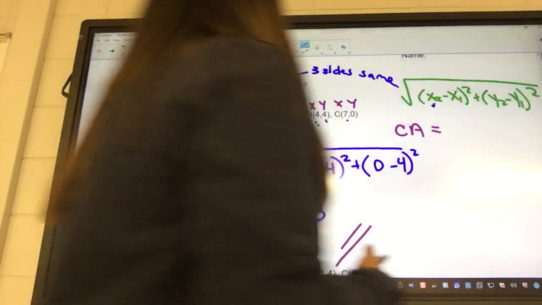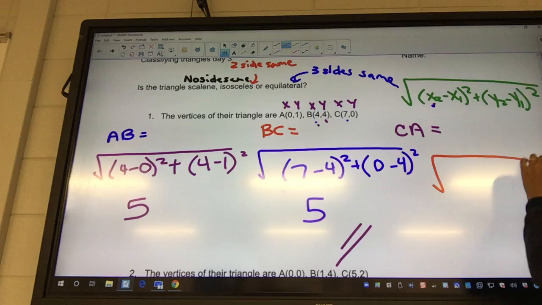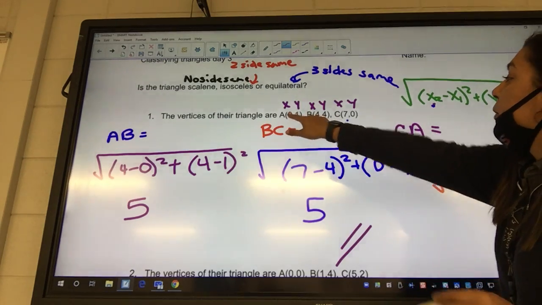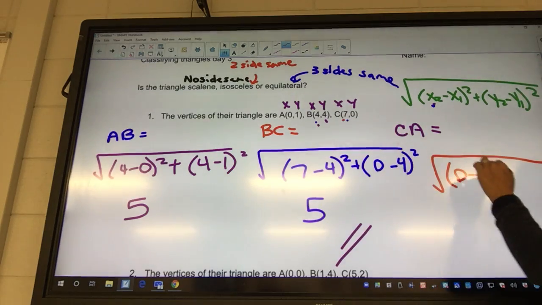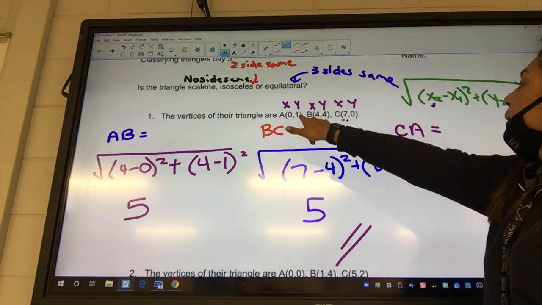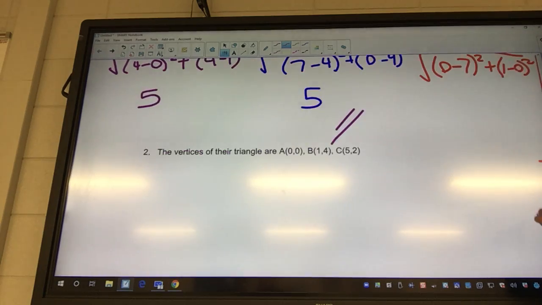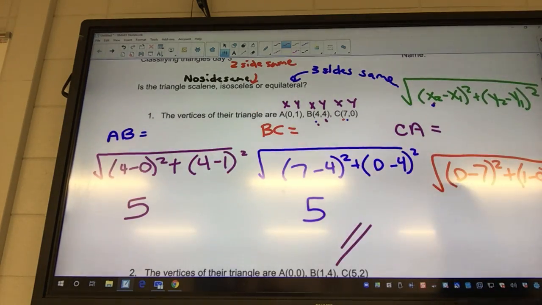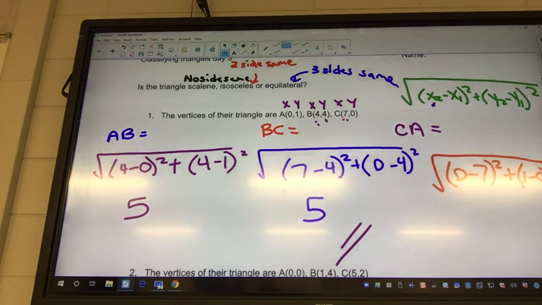So CA. Okay, so CA, we got square root. We start with the A, so we got 0 minus the C for the X, which is 7, squared, plus, now we do the Y, so we got A is going to be 1 minus 0, squared. 1 squared is 1. The square root of 1 is 1. Yeah, that's right.